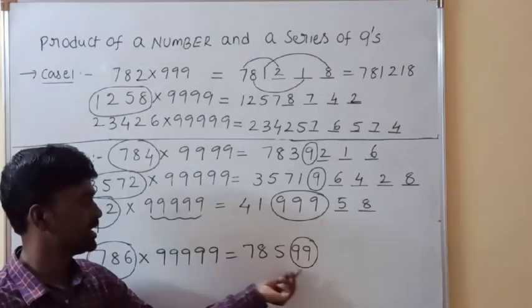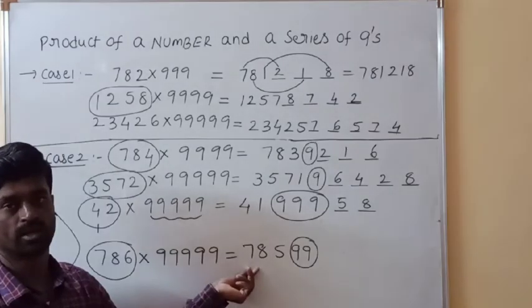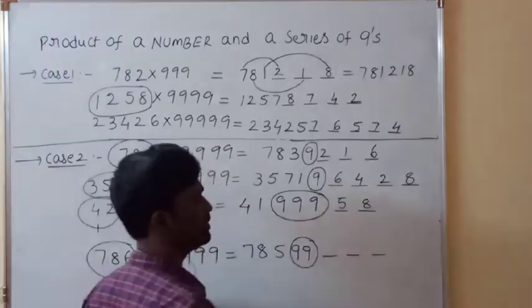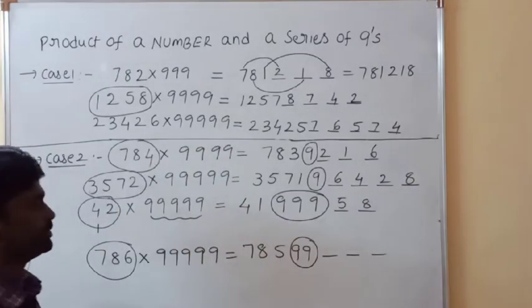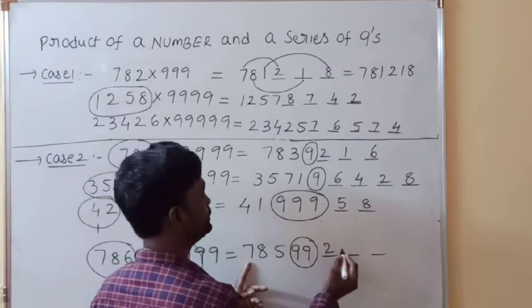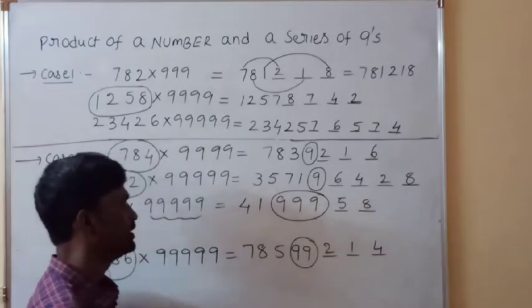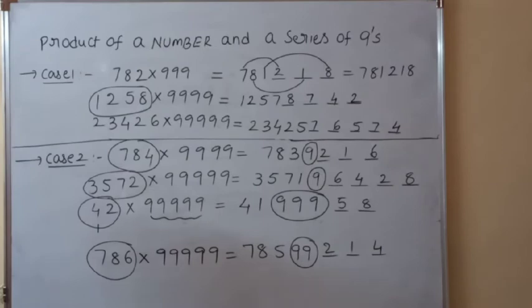So before these 9s, how many digits are we getting? 3 digits. After 9s also we need to get how many digits? 3 digit number. Okay. So 7 plus how much is 9? 2. 8 plus how much is 9? 1. 5 plus how much is 9? 4. So thus the answer is what? 78599214.